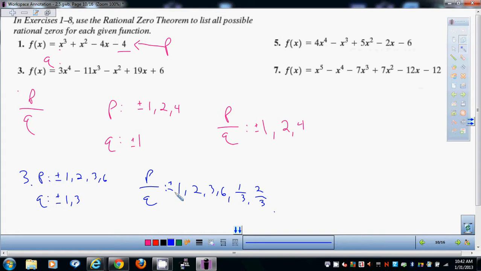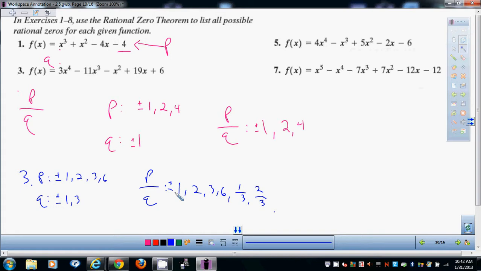Raise your hand if you have a question about where we are getting those numbers. The P, this is number 3, are the factors of the last number. What numbers can you multiply to get 6? 1 and 6, and 2 and 3. That's the only thing you can possibly multiply. Your Q's are the factors of your first number, which are just 1 and 3, since it's a prime number. So then all you have to do is list all possible P over Q's. 1 over 1, 2 over 1, 3 over 1, 6 over 1. 1 over 3, 2 over 3, and then 3 over 3, which is just 1, and 6 over 3, which is just 2. That's what they're going to say. Other questions?